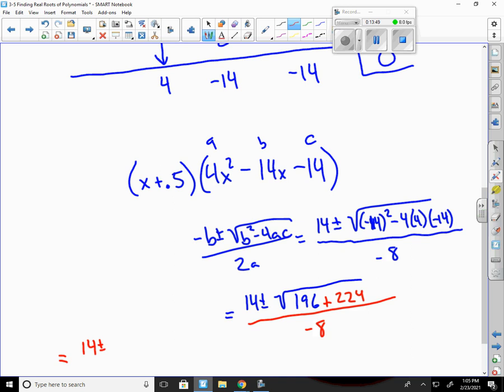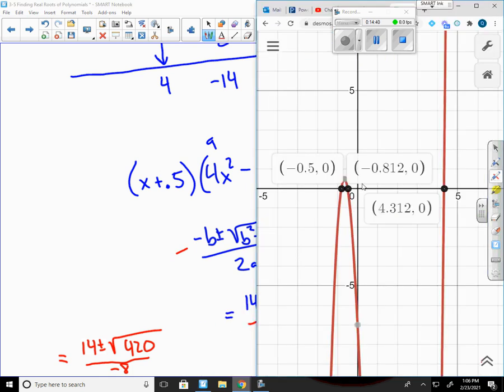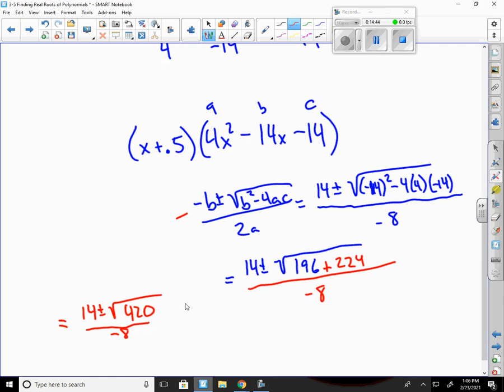So that's 14 plus or minus 196 plus 224, which is 420, over negative 8. Square root of 420 is 20.49. So this is 14 plus or minus that, so 14 minus 20.49 divided by negative 8. And that gives me 0.812. Negative 0.812 because it's a positive.